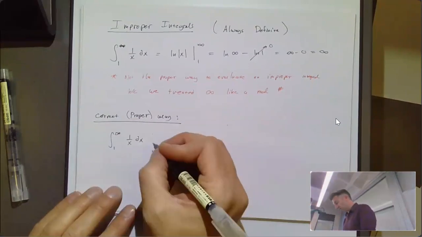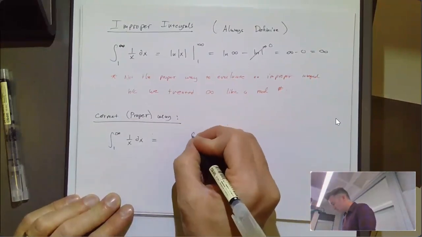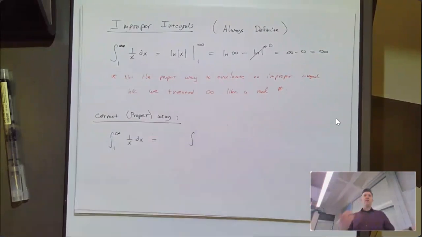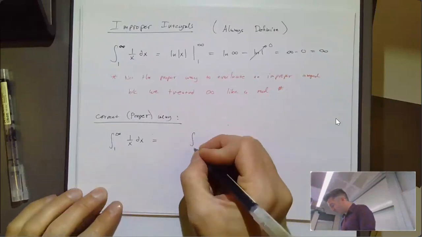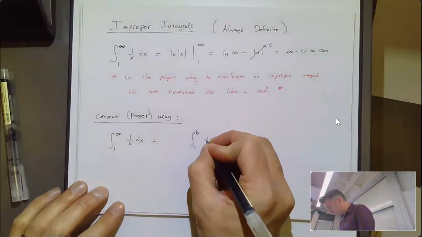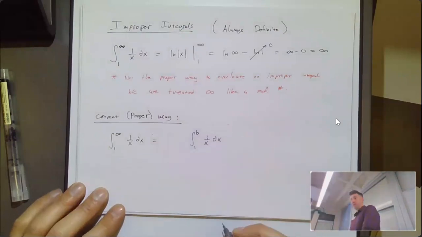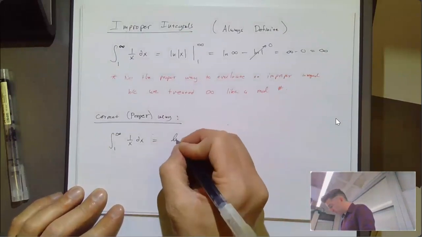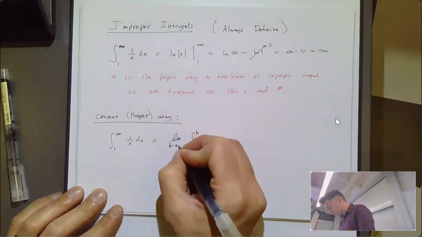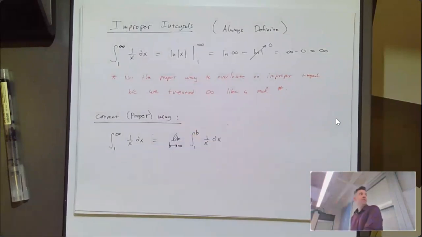So we're going to rewrite this. I'm going to replace infinity with whatever letter of the alphabet you like, except for x, since we're already using x. Typically, you replace an upper limit with b, a lower limit with a, but I see people use t or z or really anything. So I'm going to write this as the integral from 1 to b of 1 over x dx. But then I'm going to take the limit as b approaches infinity. So that's the whole idea.